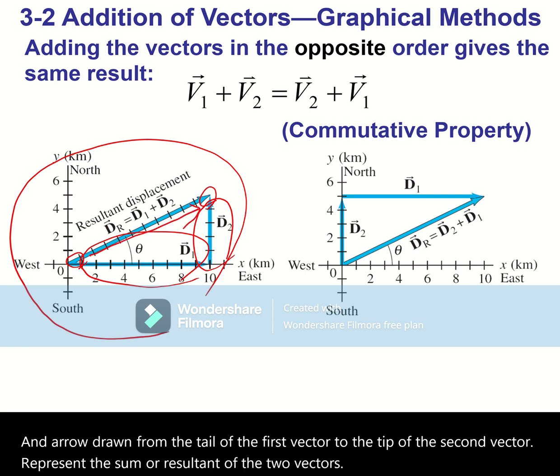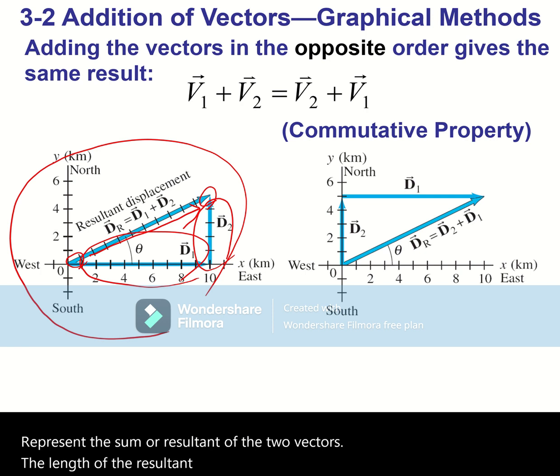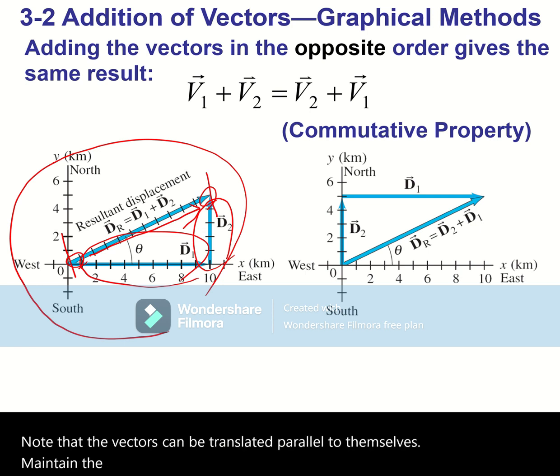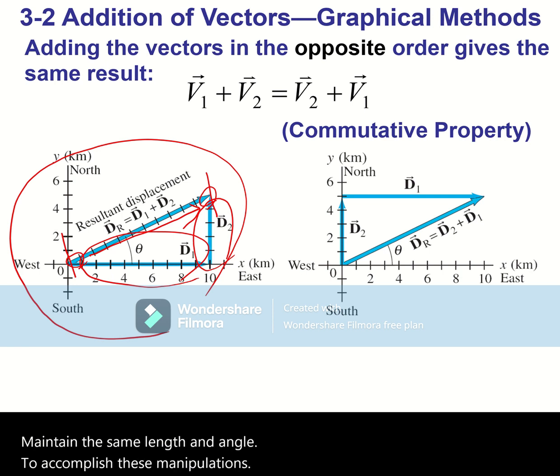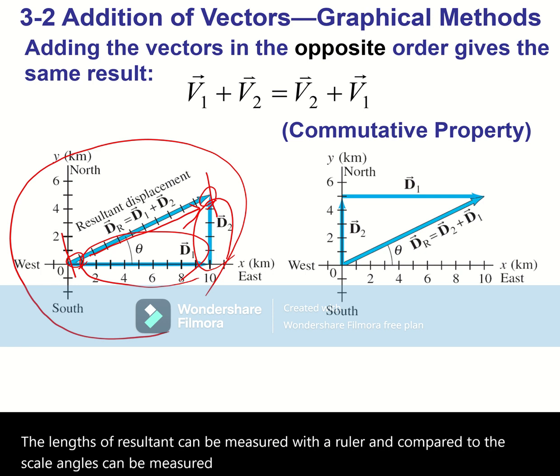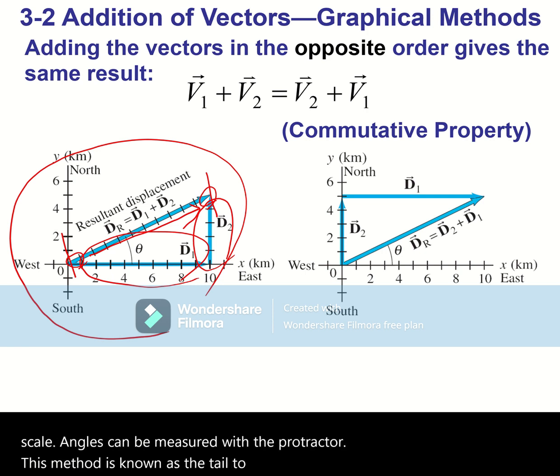The length of the resultant vector represents its magnitude. Note that the vectors can be translated parallel to themselves, maintaining the same length and angle. To accomplish these manipulations, the length of the resultant can be measured with the ruler and compared to the scale. Angles can be measured with the protractor. This method is known as the tail-to-tip method of adding vectors.